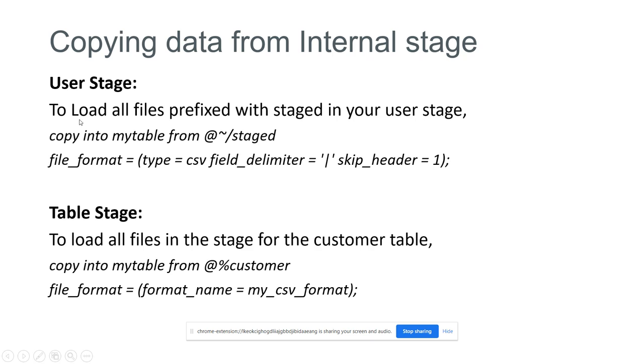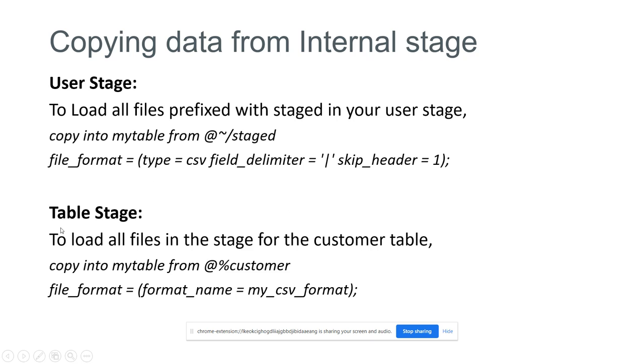So for the user stage, this is how we can load it: copy into table from my user staging area, at the rate tilde staged. I have copied my files to this user staging area. That's why I copy into the table from this user staging area, and I have to specify the file format. I have explained in my previous video what a file format is and how we can use it.